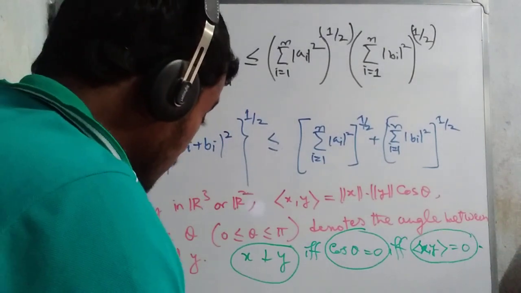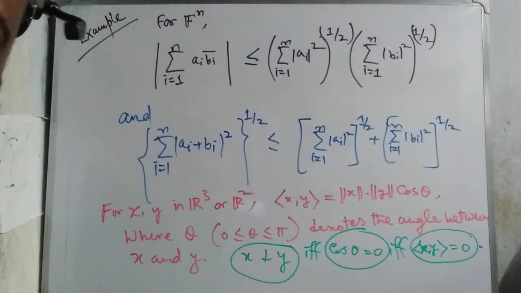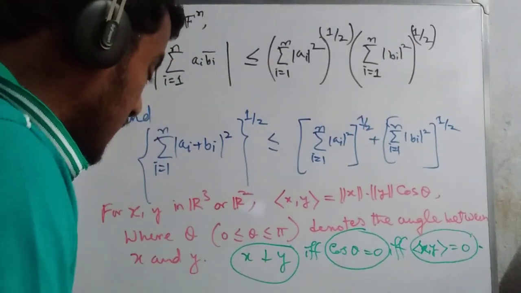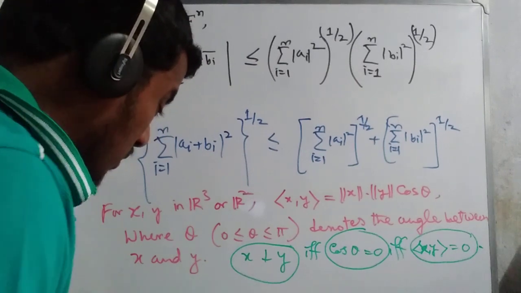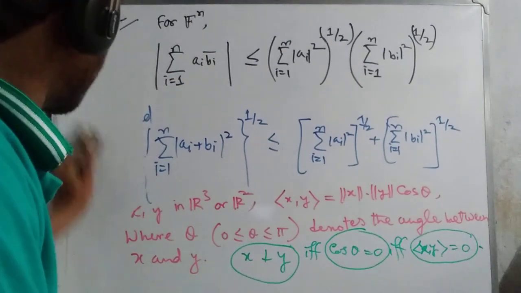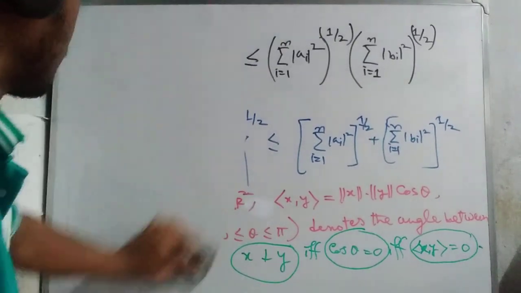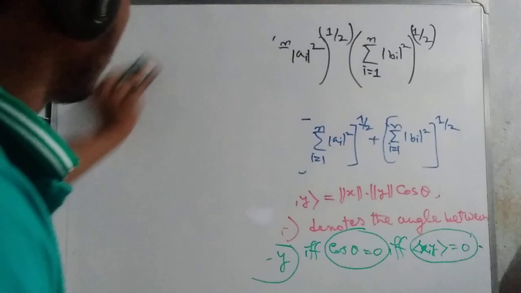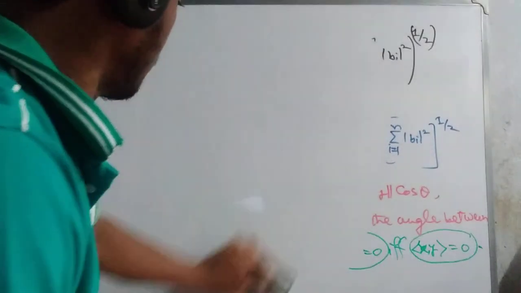Now we're going to discuss another theorem, sorry, definition. We erase that portion and go on to discuss another definition. Now we write it here: one definition.